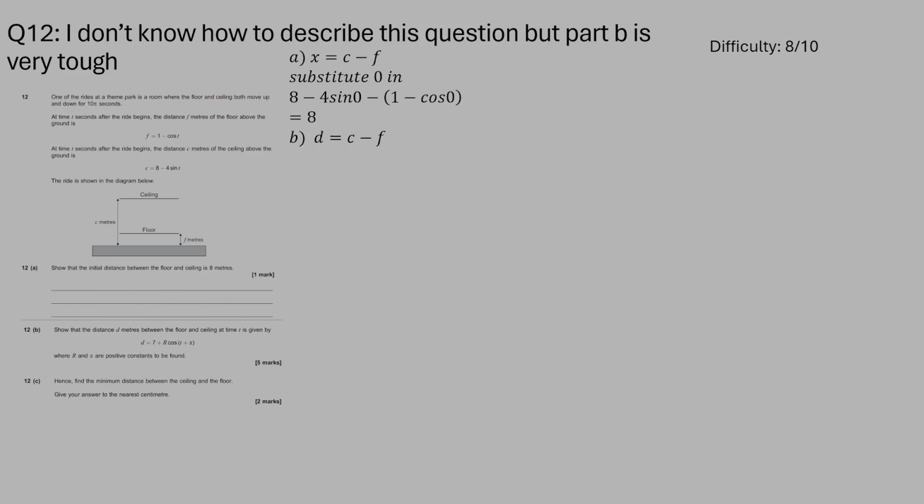Next, we are going to do this next part. So this is very difficult. You have to use the compound angle formula. So firstly, we're just going to write this distance as we wrote earlier, as c minus f. And then we are going to write it out like this. We're going to just simplify it a bit. So now we have d as negative 4 sine of x plus cosine of x. I've just written it as x because it's easier, but it is supposed to be t.